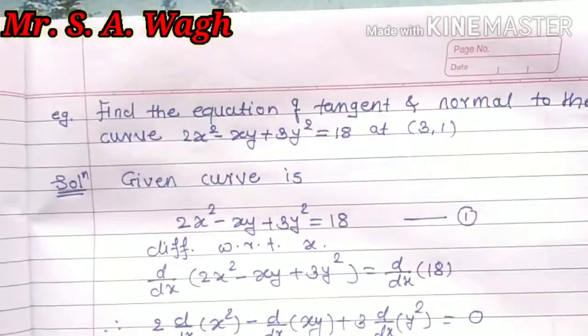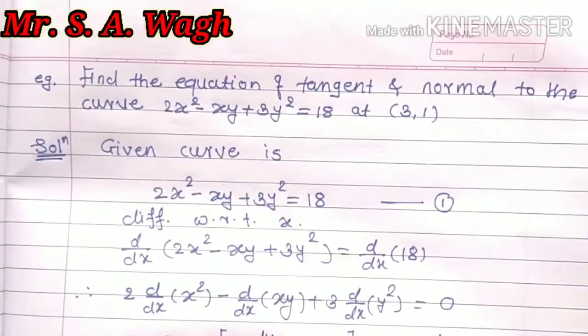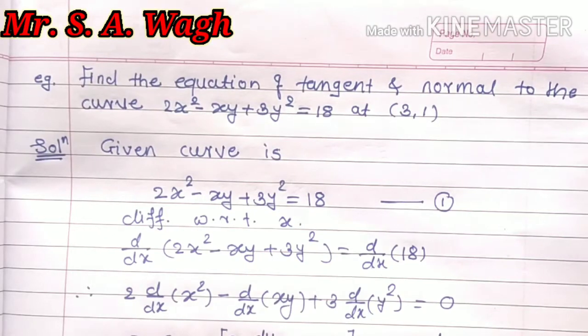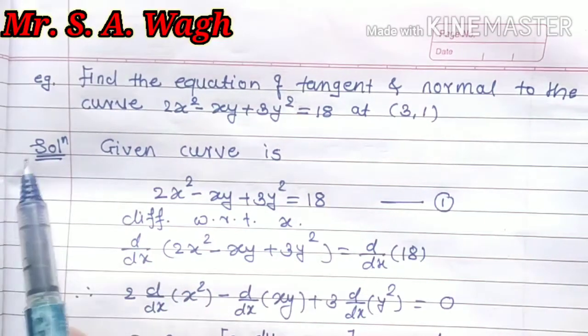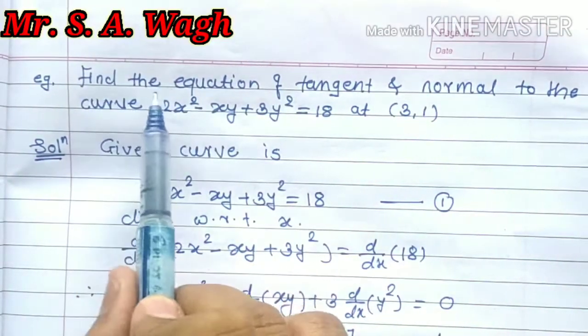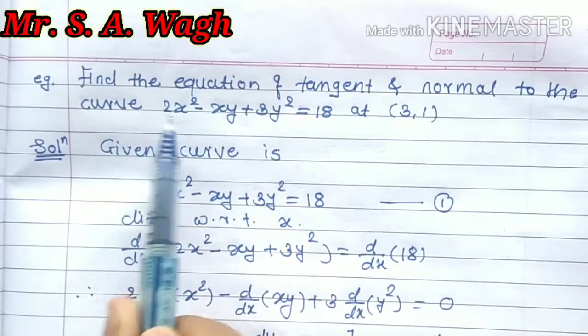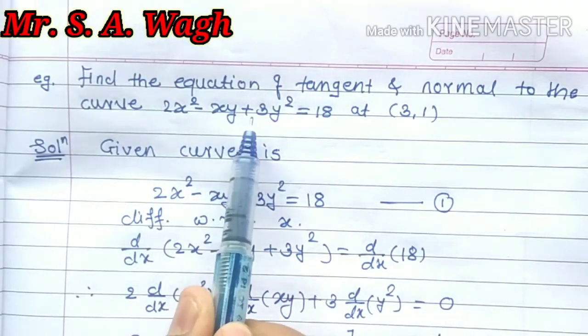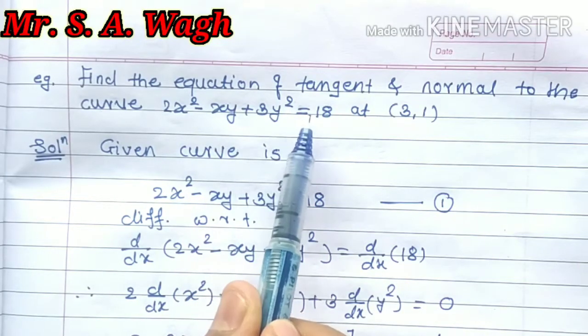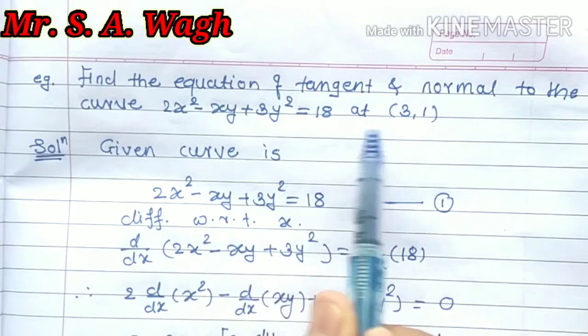Hello friends, today we discuss one of the applications of derivative, which is to find the equation of tangent and normal to the curve. Here we consider one example: find the equation of tangent and normal to the curve 2x square minus xy plus 3y square is equal to 18 at the given point (3, 1).